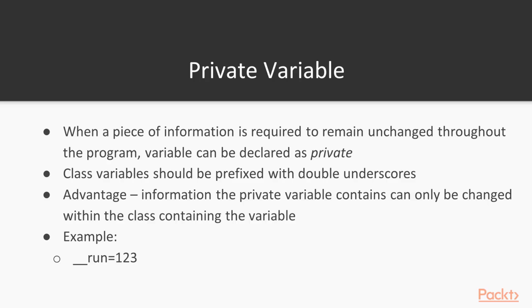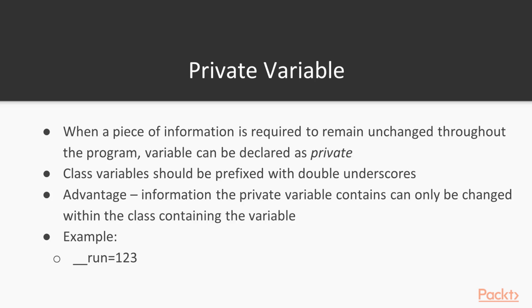Similarly, we have private variables. When you want a crucial piece of information to remain unchanged throughout the running of the program, you can define the variable holding the set data as private, also by prefixing the variable name with a double underscore. The advantage of assigning a variable as private is that the information the variable contains can only be changed within the class containing the variable and not outside it.